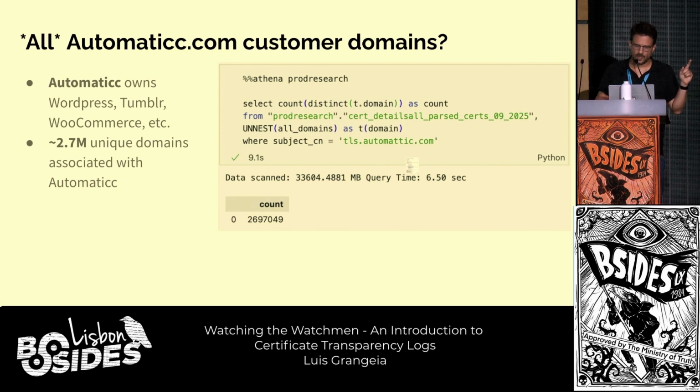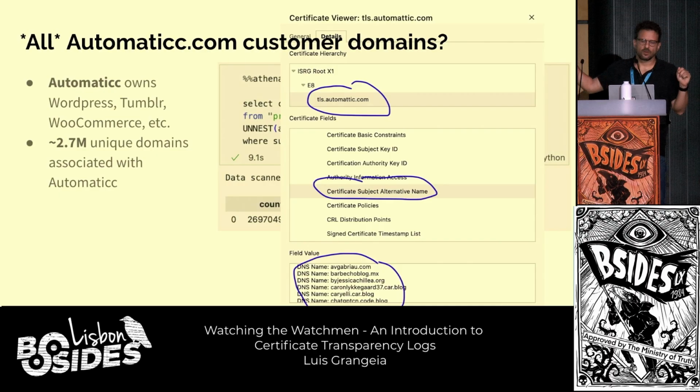If you take a certificate log and you search the database for certificates issued to the subject common name tls.automattic.com, there's a couple of ways where your host name can appear on a certificate. It can appear on the subject, or it can appear on the subject alternative name, which is another field of the X.509 certificate. So basically, they issue all certificates for their clients with tls.automattic.com in the subject name, and then they put in the customer's domains in the subject alternative names.